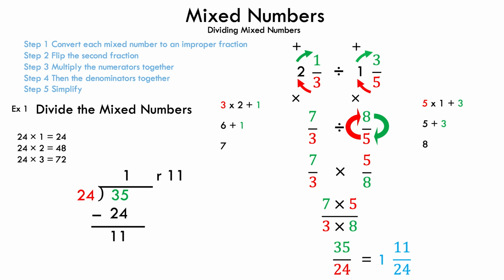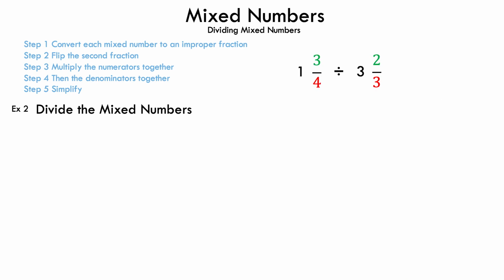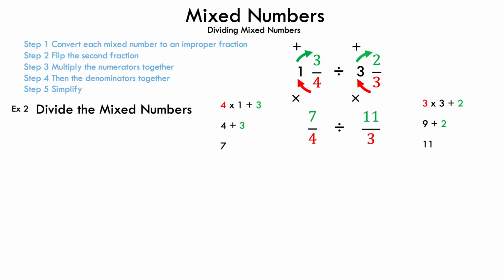And there we go. So now let's take a look at example 2, where we have 1 3/4 divided by 3 2/3. Now, same process. We need to convert each mixed number to an improper fraction, so we need to multiply the denominator and the whole number and add the numerator. And in this case, that is 4 times 1 plus 3, which is 7. We keep the same denominator, which is 4, so our improper fraction is 7/4. We do the same process to the second mixed number, and that gives us 11/3.